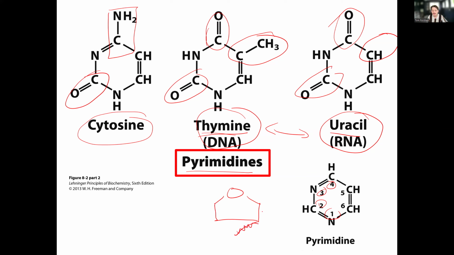Just ignore that there. In the sugars, it's 1, 2, 3, 4, 5, but it's prime: 1 prime, 2 prime, 3 prime, 4 prime, 5 prime. And that's how, if I was to say carbon number 4, you know I'm talking about this, not this. If I was to say carbon number 4 prime, you know I'm talking about this. That's a little tool to help us tell the difference between them.